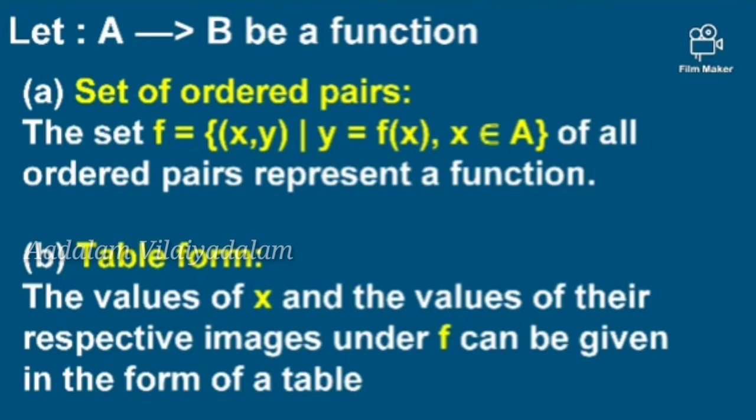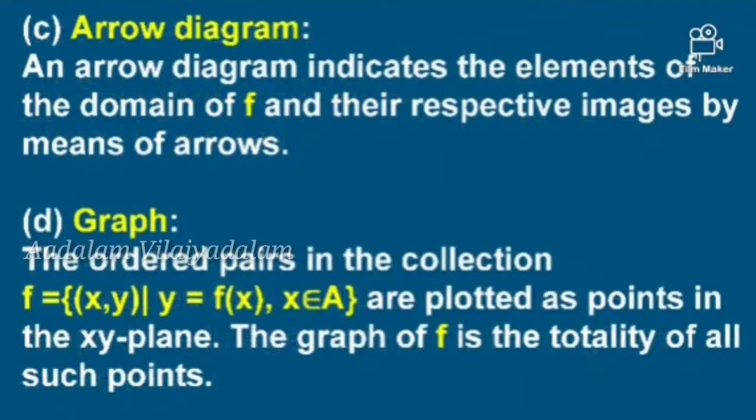The second one, table form. The values of x and the values of their respective images under f can be given in the form of a table. An arrow diagram indicates the elements of the domain of f and their respective images by means of arrows. Fourth one, graph. The ordered pairs in the collection f = {(x, y) : y = f(x), x ∈ A} are plotted as points in the xy plane. The graph of f is the totality of all such points.